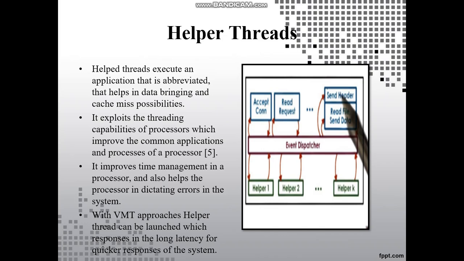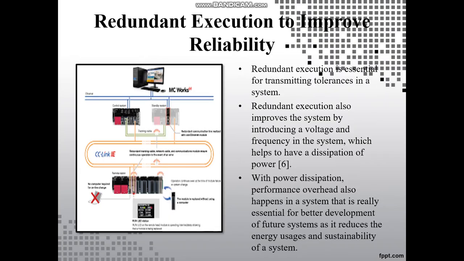Coming to redundant execution to improve reliability. Redundant execution is essential for transient fault tolerance in a system and improves the system by introducing voltage and frequency scaling in the system, which helps to have a dissipation of power. This power in a system is really essential for better development of future systems.